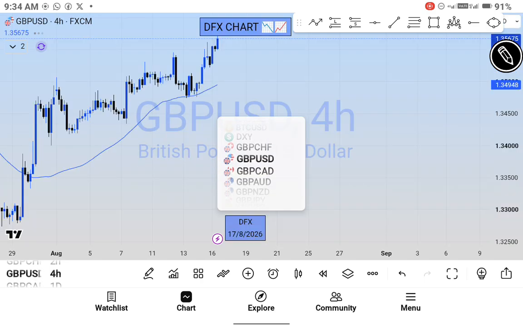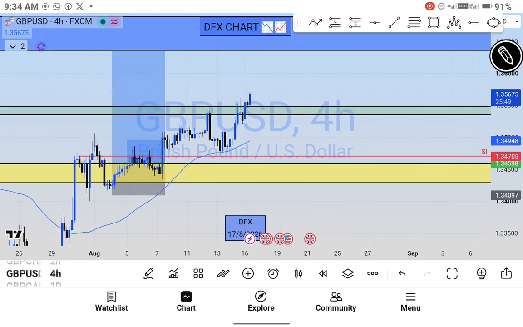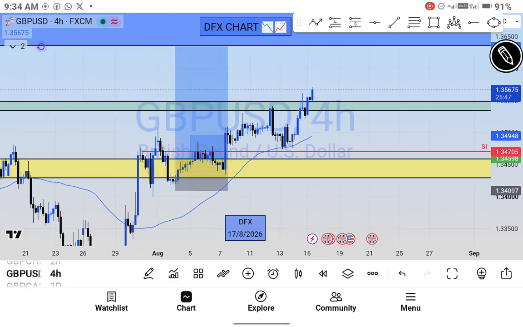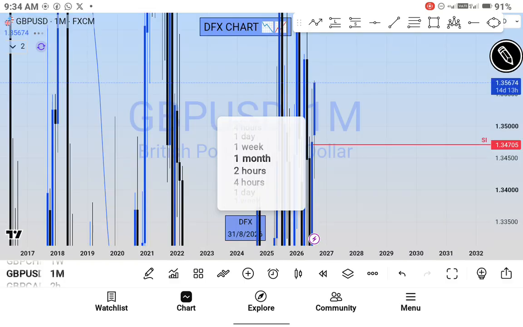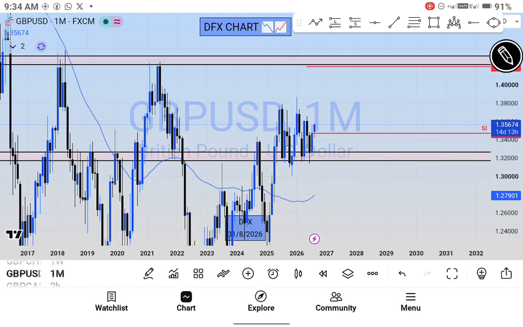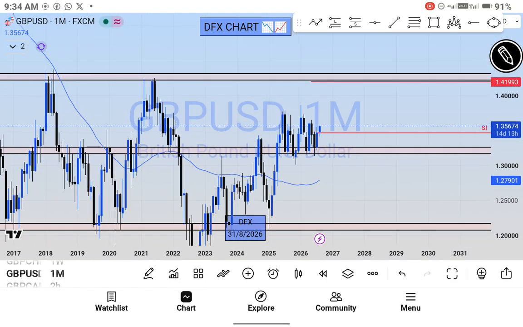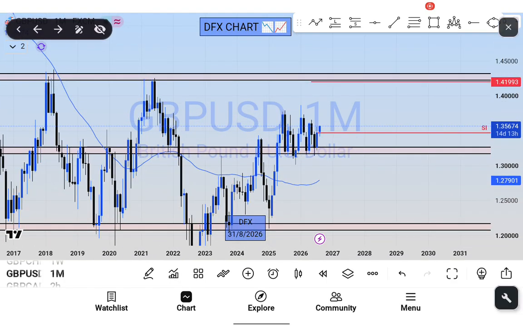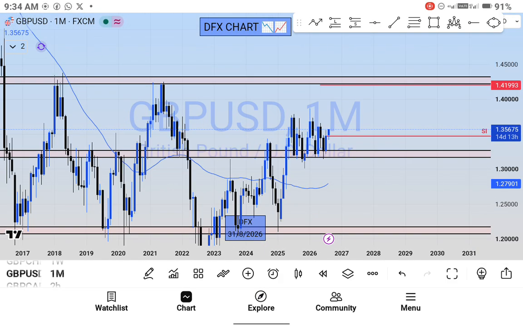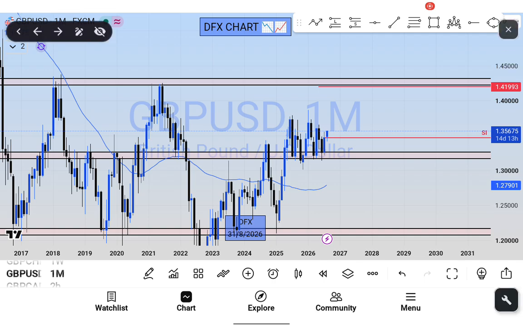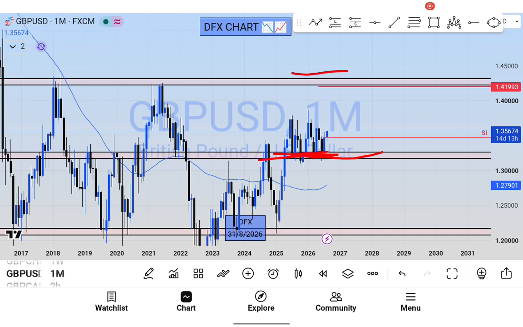Now pound USD. Now pound USD, I already have a position here. So how do I come to that? Let's start from monthly time frame for our chart analysis. Now these are monthly key levels. We have resistance here, we have support here, we have another support here. So our price is currently trading in between this key level here to here.